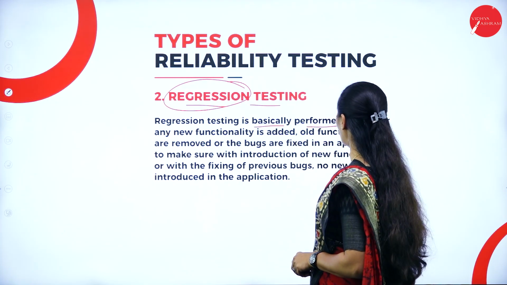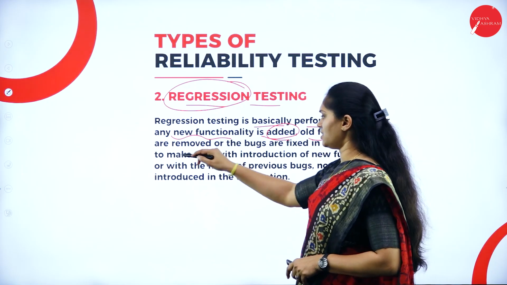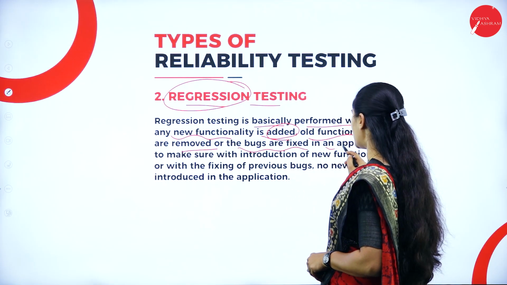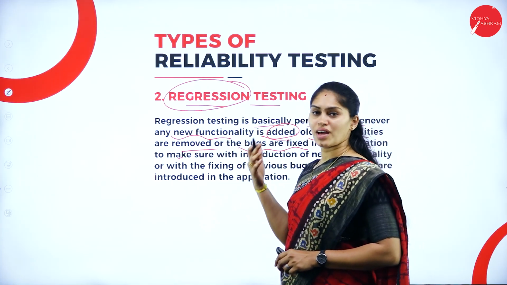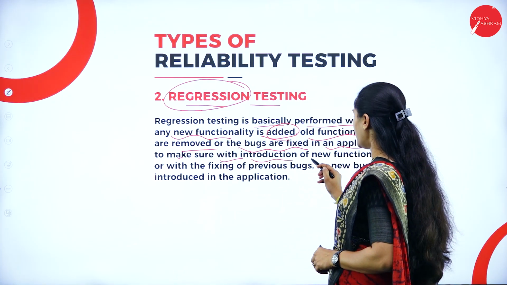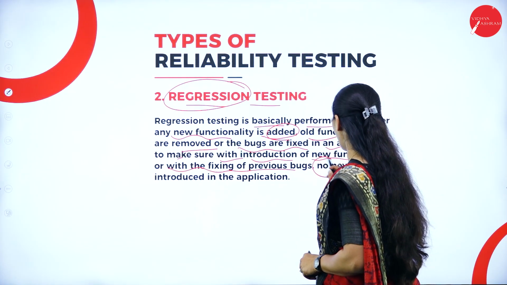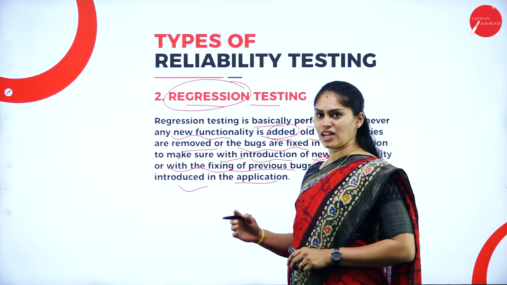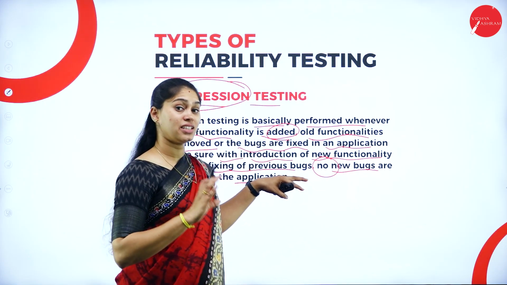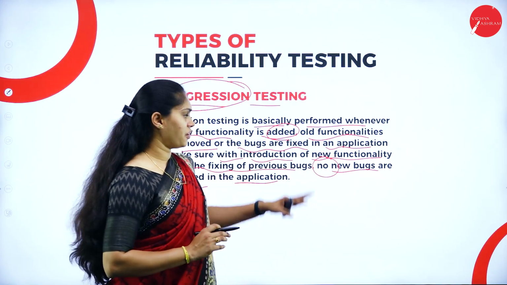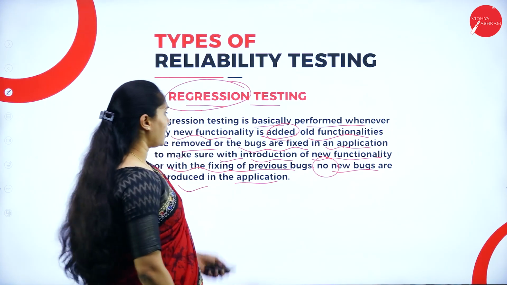So it is basically performed whenever any new functionality is added, old functionalities are removed, or bugs are fixed in an application. And whenever we do all these things, we are making sure that with the introduction of new functionality or the fixing of previous bugs, no new bugs are introduced in the application. Whatever changes we make to an existing software or product should not introduce any new bugs or errors to the system. That is what we will be checking in the regression testing.